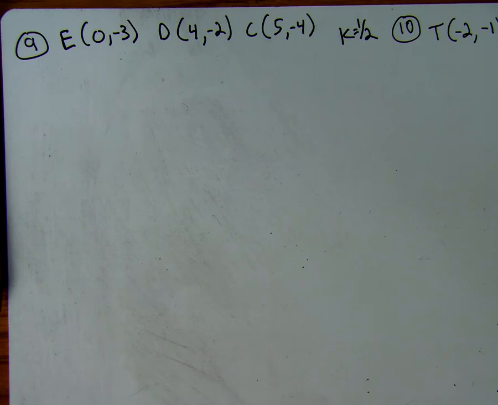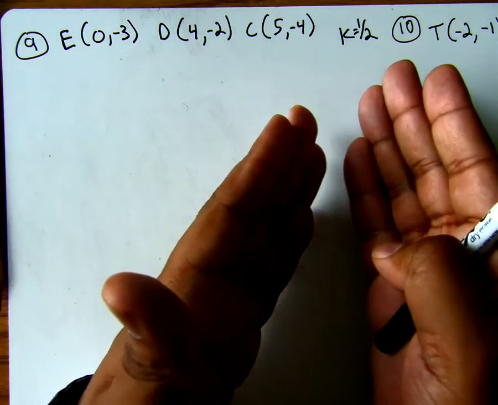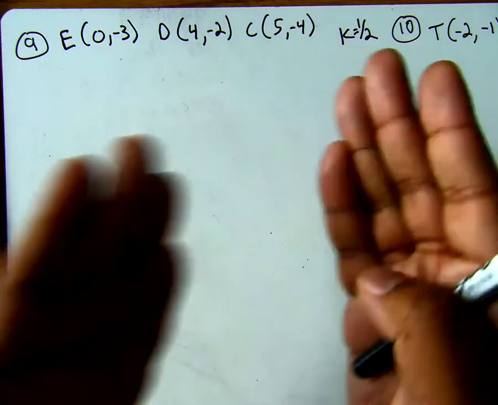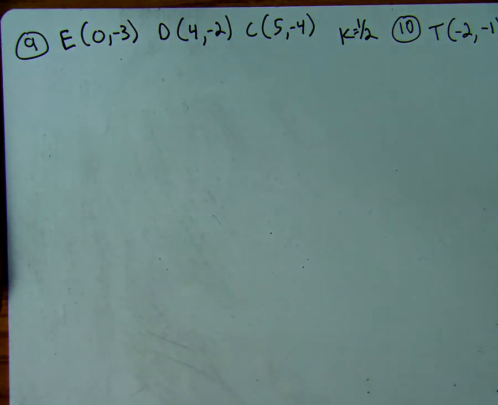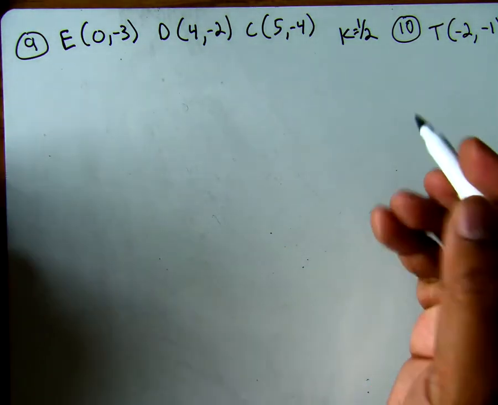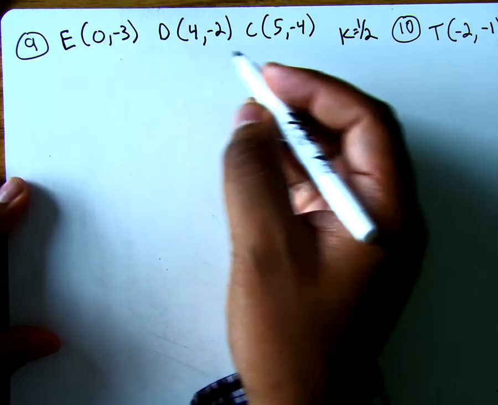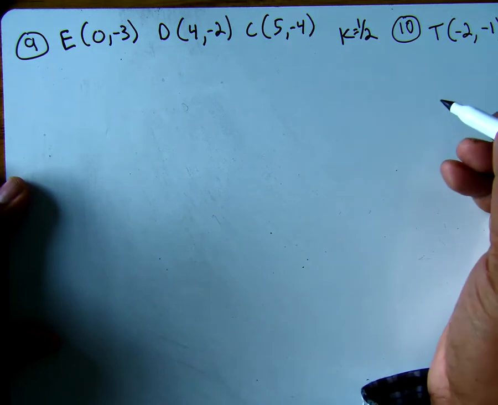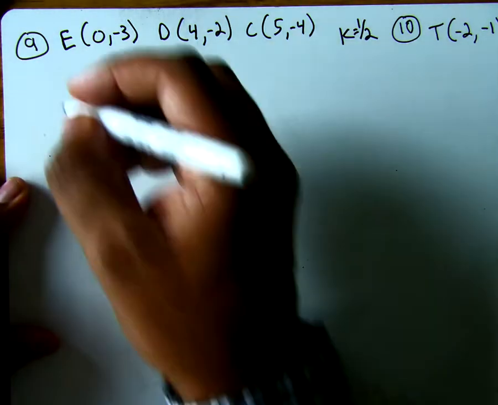Now what we're about to do is take a look at finding the coordinates of the image. Basically, we're given the pre-image here, and we want to take the scale factor and find the new image. In order to do that, all you want to do is take the scale factor and multiply it by each coordinate, each number in the coordinate, the x and the y. And then that's going to get you your new coordinate for your image.